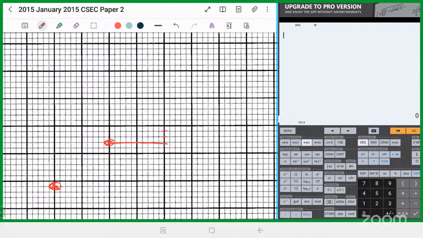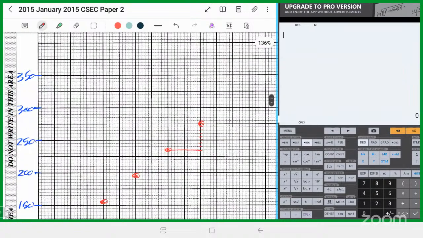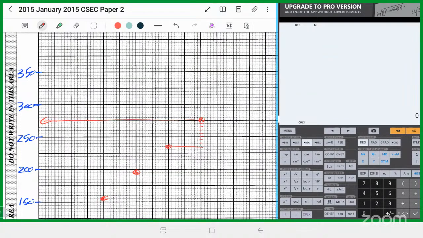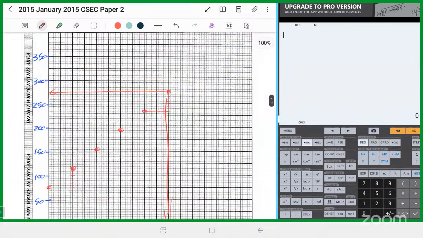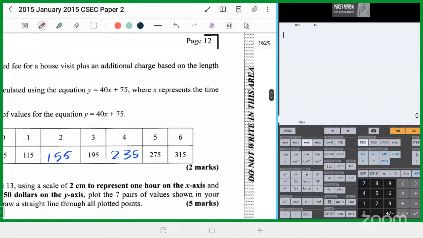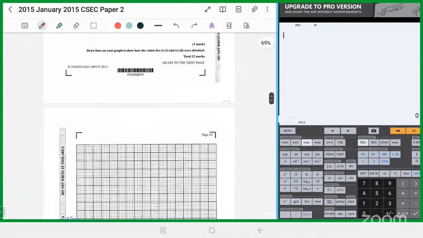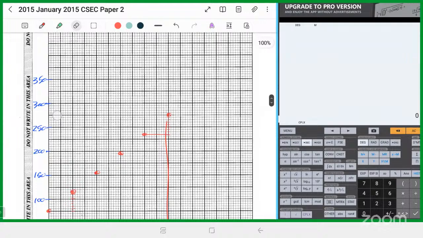5, 10, 15, 20, 25, 30, 35, 40. That's what this corresponds to. Let's make sure. This corresponds to 275. Let's check if it is correct. 5, 275. There you go. So I'm confident that we are on the right trajectory.